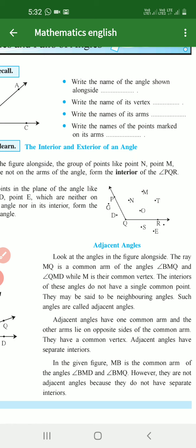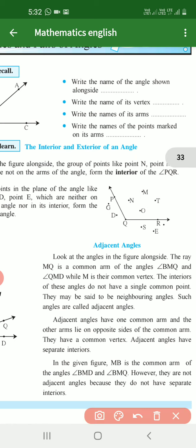And these G, D, S, E are the exterior part, means they are outside of the angle. These G, D, S, E are all on the exterior part. So this is the exterior part of the angle.